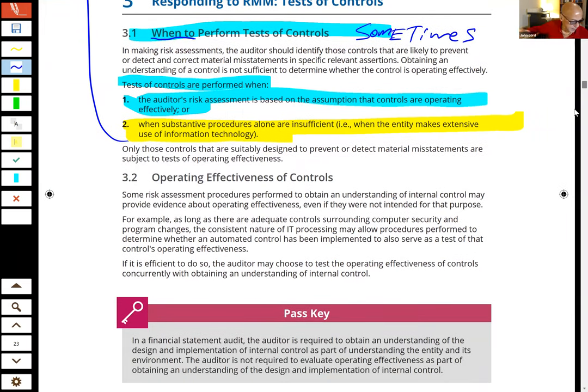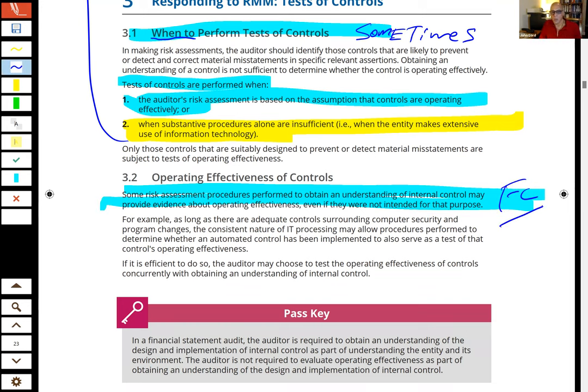Okay. Now, they tell us here that some risk assessment procedures may provide evidence of operating effectiveness, even though they were not intended to. What does that mean? Well, you can put down walkthrough. So what happens? The day that you go to do your walkthrough to see that the control has been implemented, that was a procedure that was allowing you to see if the control was implemented, which is something that we do in the risk assessment phase. But we can take that one day that we looked at it and put it as part of our evidence that the controls have operating effectiveness.